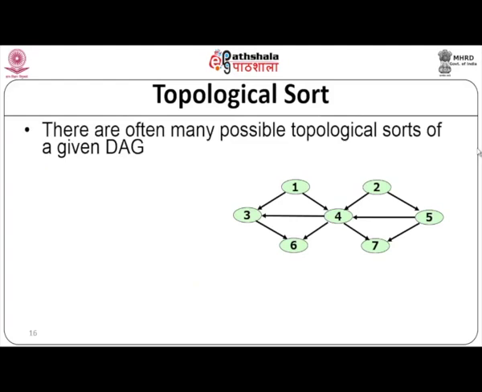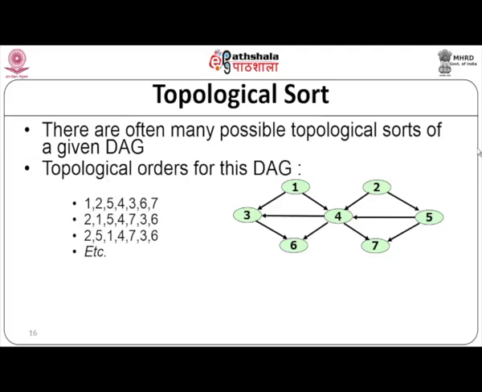Now, as we already told you, there are many possible topological sorts for a particular DAG. Okay. So, the topological orders for this particular DAG are 1, 2. You can do 1 and 2 interchangeably also, but anyway 1, 2, after 2 you can do 5 because 5 does not need anything else except 2. Then after 5 you can do 4. You cannot do 7 because 7 needs 4 and 7, so you cannot do it. So, 4 is fine.